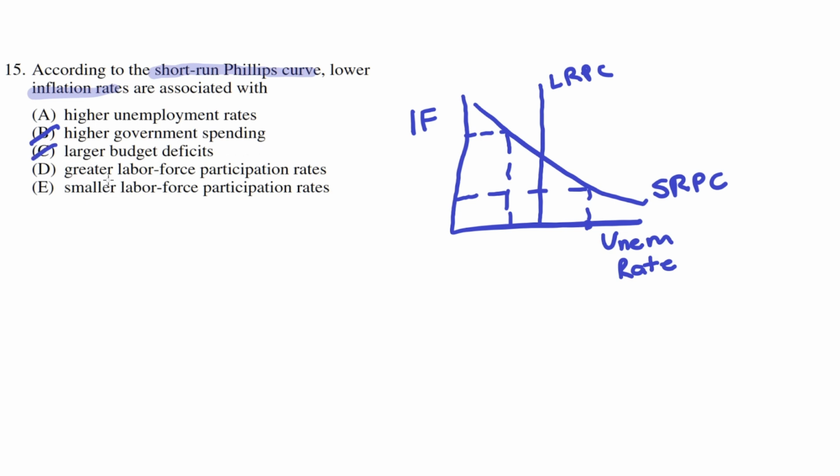And then D, greater labor force participation rates, is incorrect because, as before, the short-run Phillips curve only discusses the inflation rate and the unemployment rate, and for this reason E is also incorrect. Therefore, the correct answer is A.